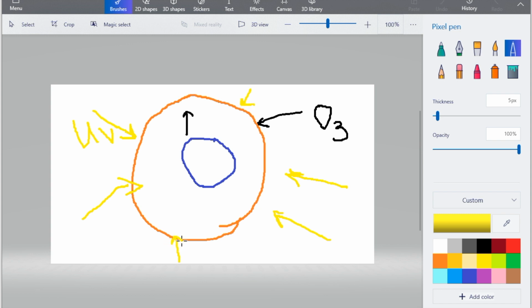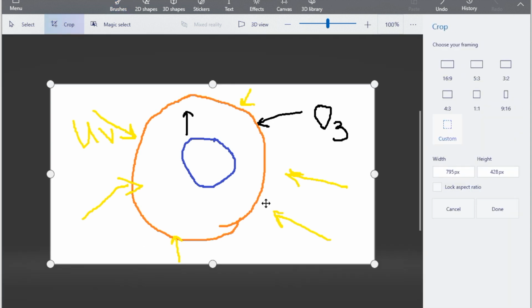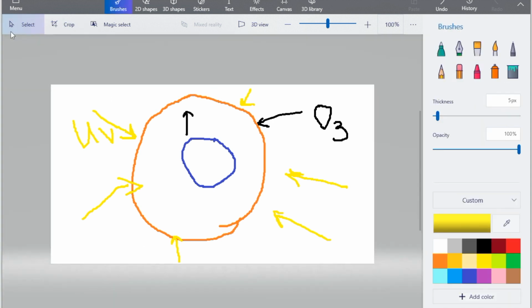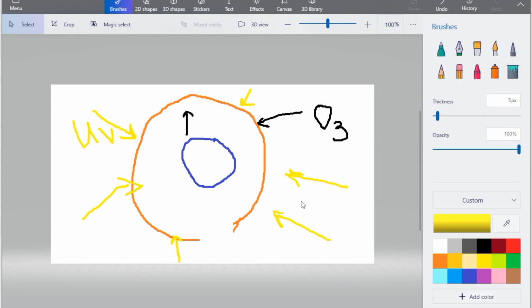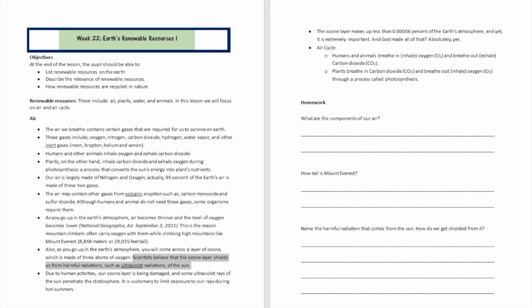But unfortunately, this ozone layer is getting depleted right now. Some parts of the ozone layer are getting depleted. And what happens when the ozone layer gets depleted? Guess what's going to happen? Then the ultraviolet radiation can come and hit us. So it's worth studying.